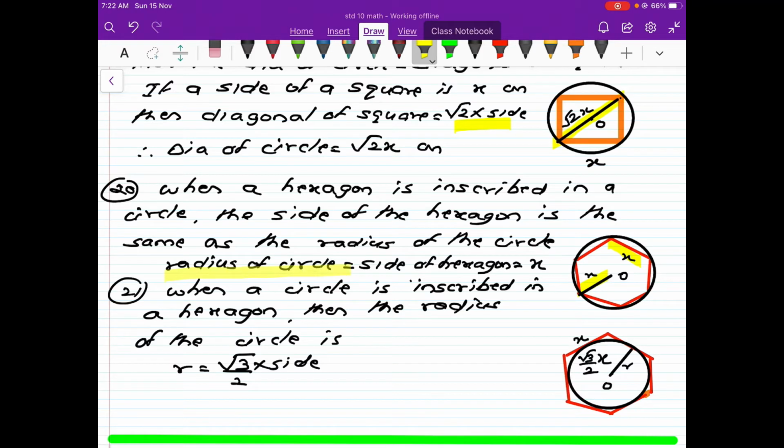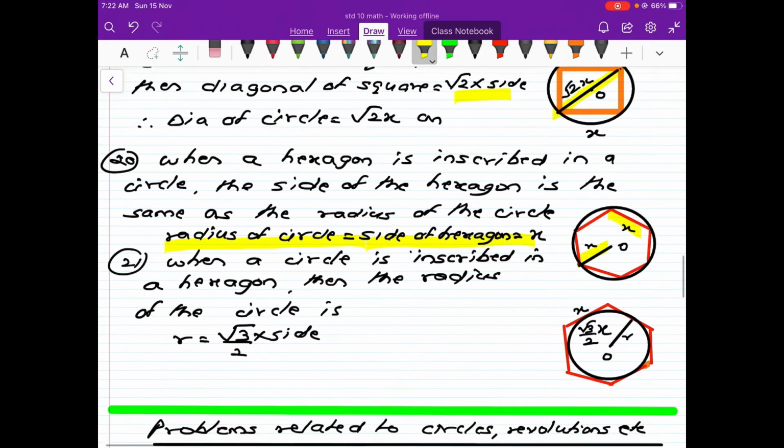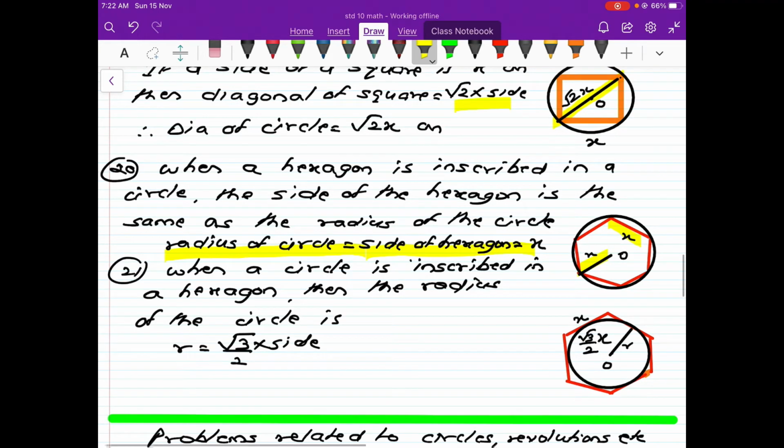Now just the reverse case, when a circle is inscribed in a hexagon, what happens? The hexagon is again always a regular hexagon. Suppose the hexagon has a side of x centimeters, then the radius of the circle is given by root 3 upon 2 into side. It means if x is the side of the hexagon, the radius is root 3 upon 2 into x. So these are the various formulae which are useful for us for solving some sums.